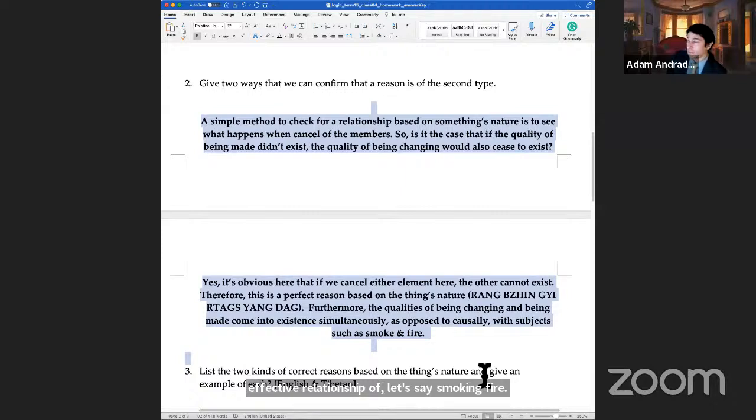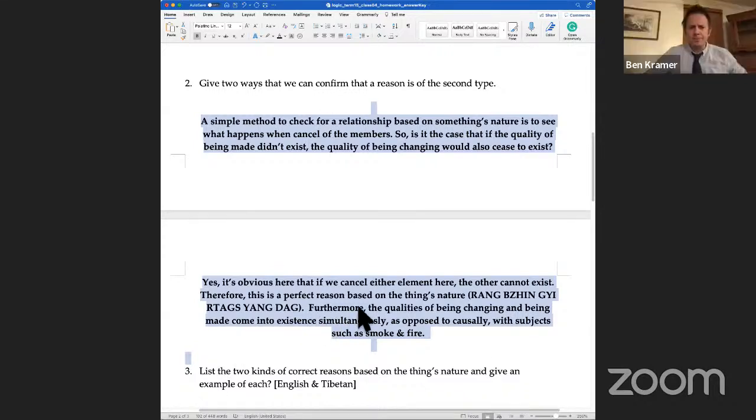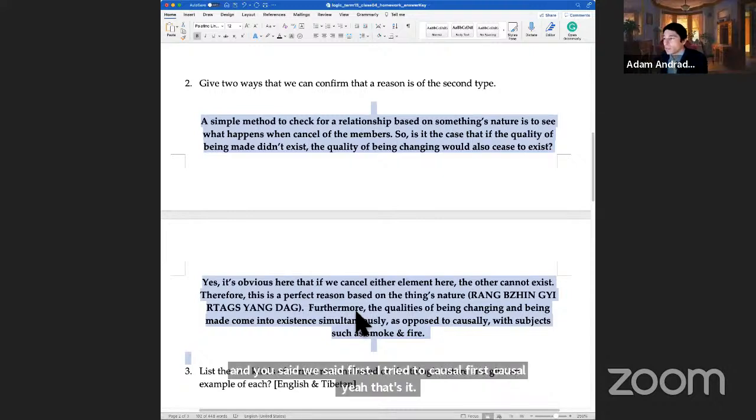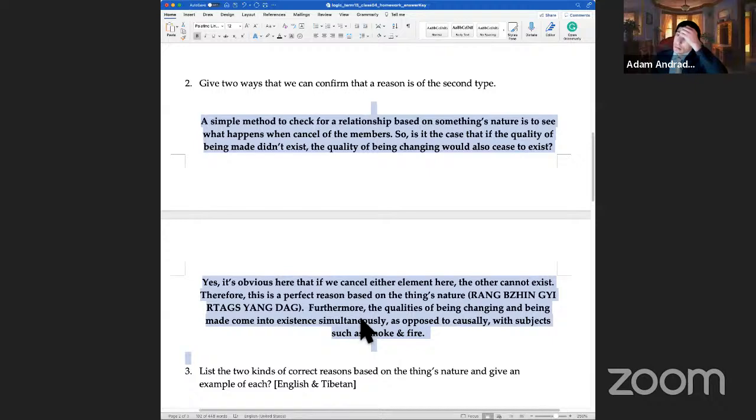So, like Ben, we were talking about the three types of correct reasons, and you said causal first. Yeah, causal. So that would actually be an example, smoke and fire, because there would be a linear progression rather than a simultaneous kind of occurrence. Cool.